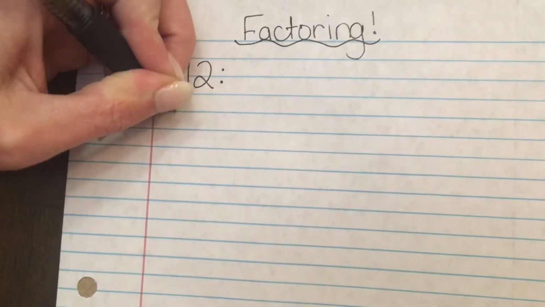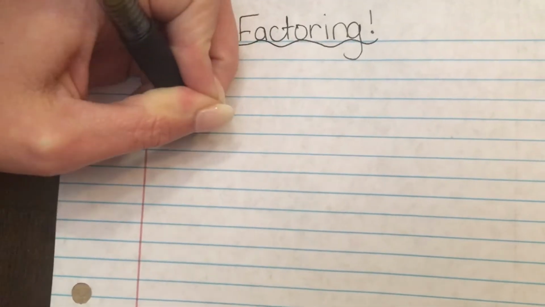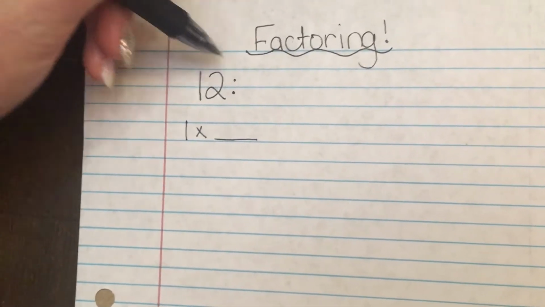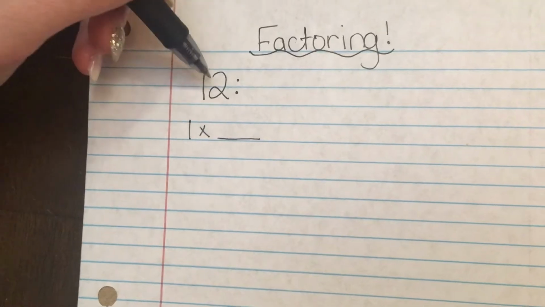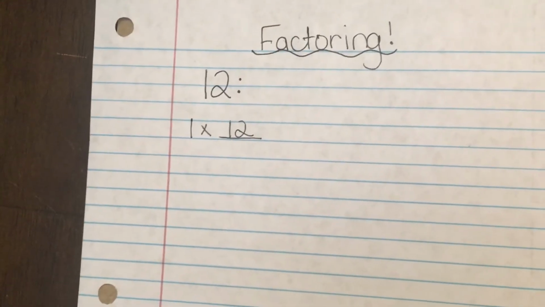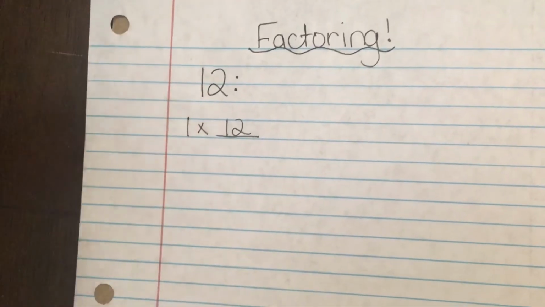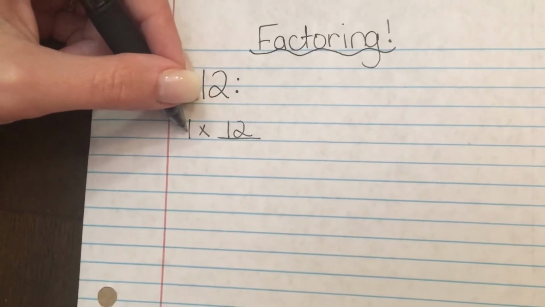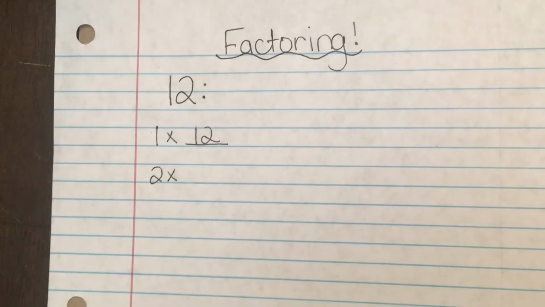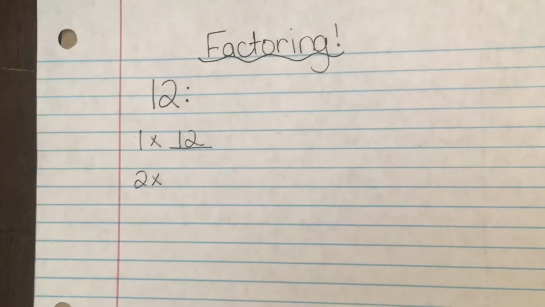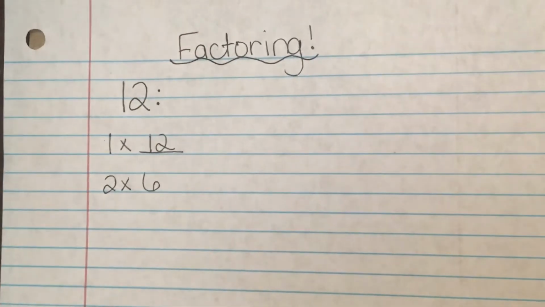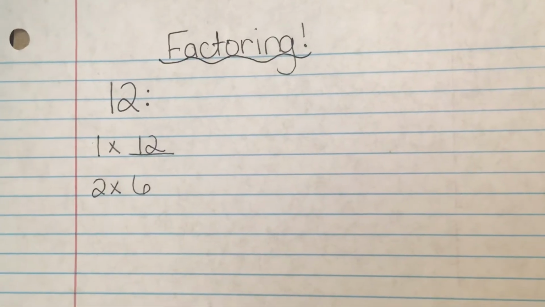It should always be 1 times, and I kind of say blank, but that would be 1 times whatever the number is. So in this case, it's 12. 1 times 12 would be your first two. Then I always tell them go right down the row. What would be next after 1? 2. So 2 times what would equal 12? Yep, 6. So we have 2 times 6.